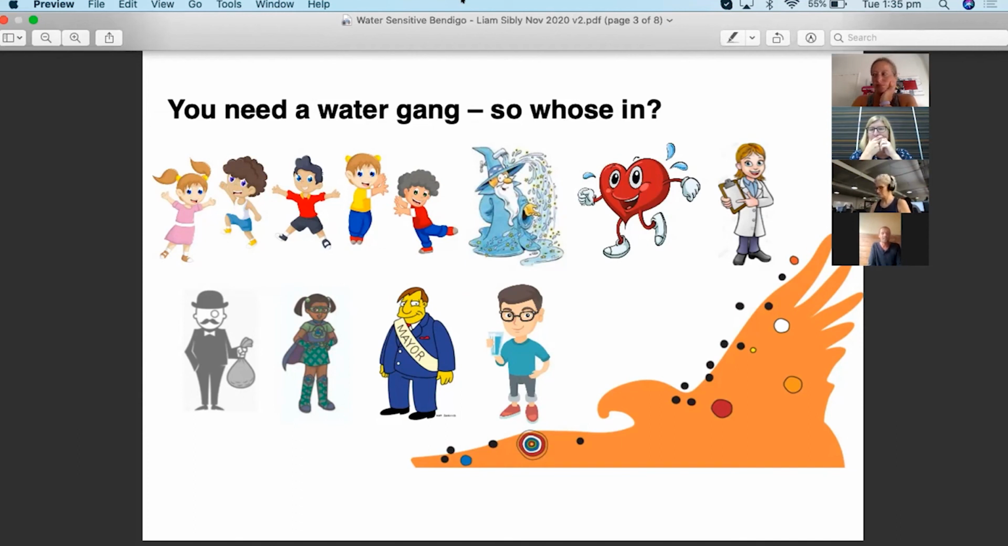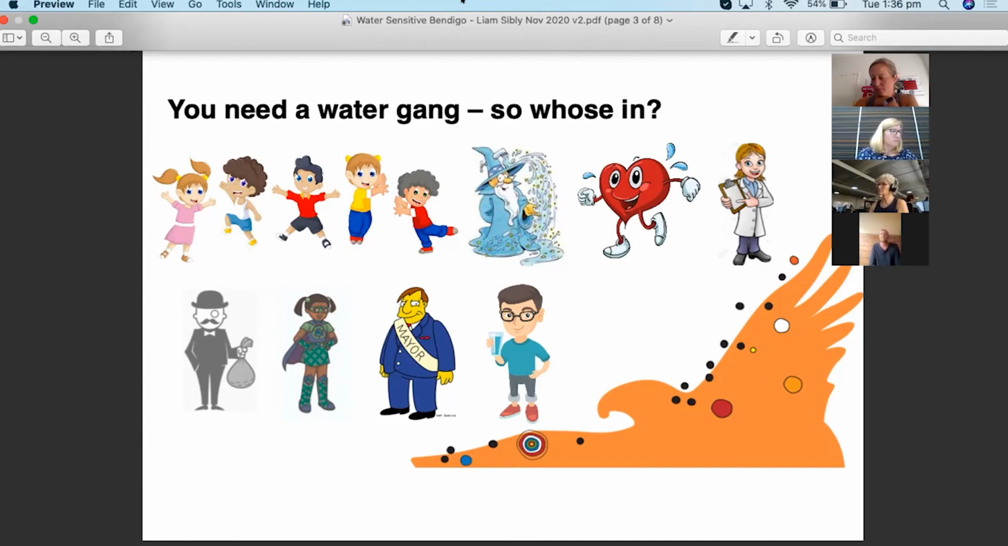And then for anyone in the Murray-Darling Basin, which Bendigo is in, you'll need a bit of a water wizard. Water's scarce, and it's only going to get more and more competitive. So we're going to have to get pretty creative, if not magical, about how we use our water.